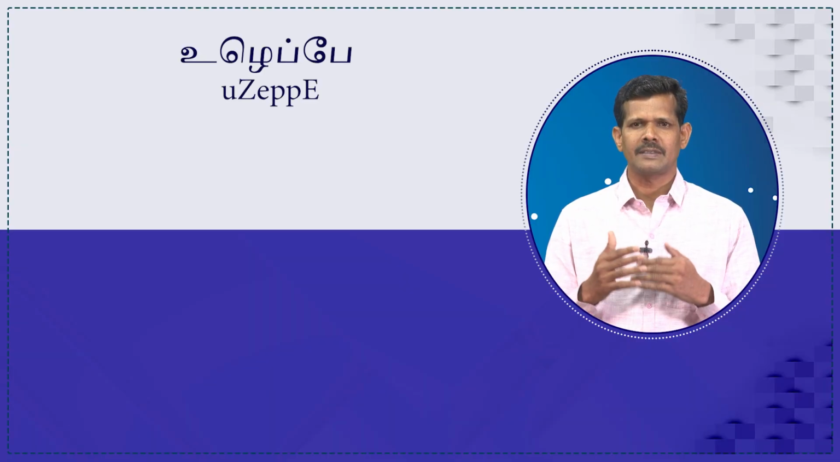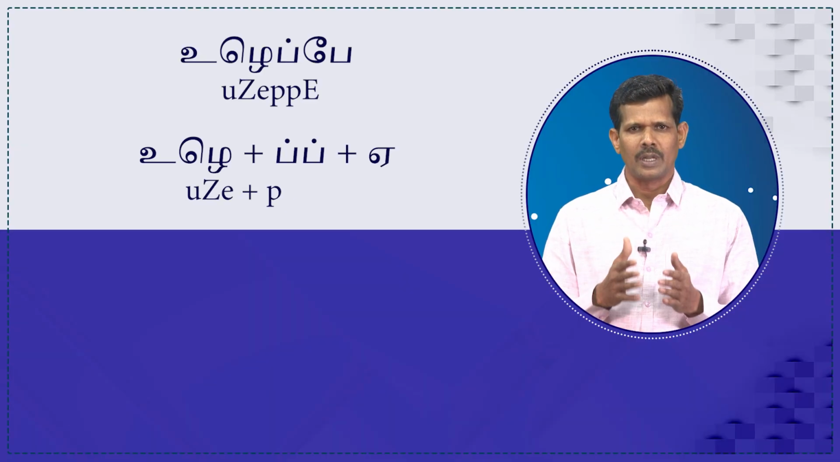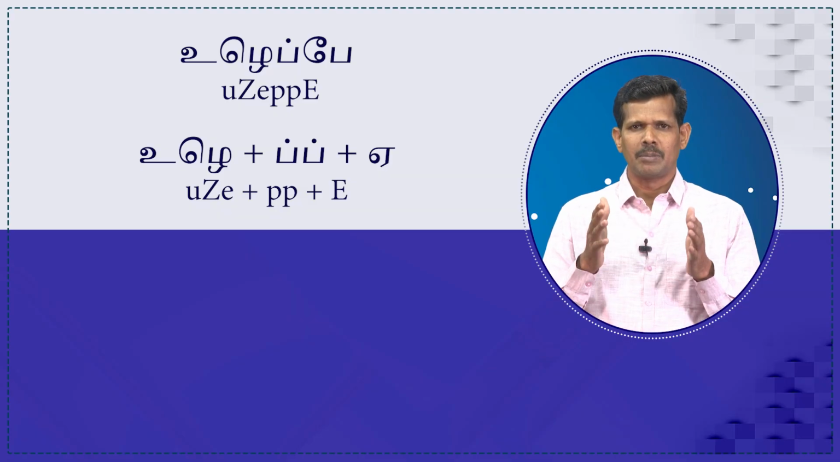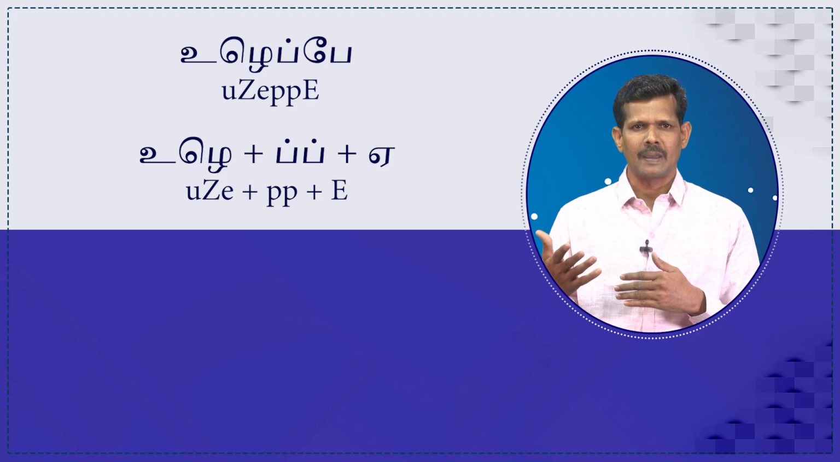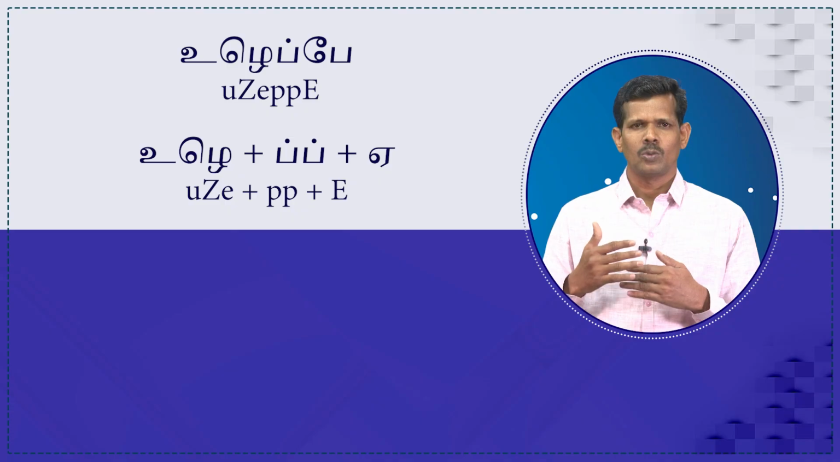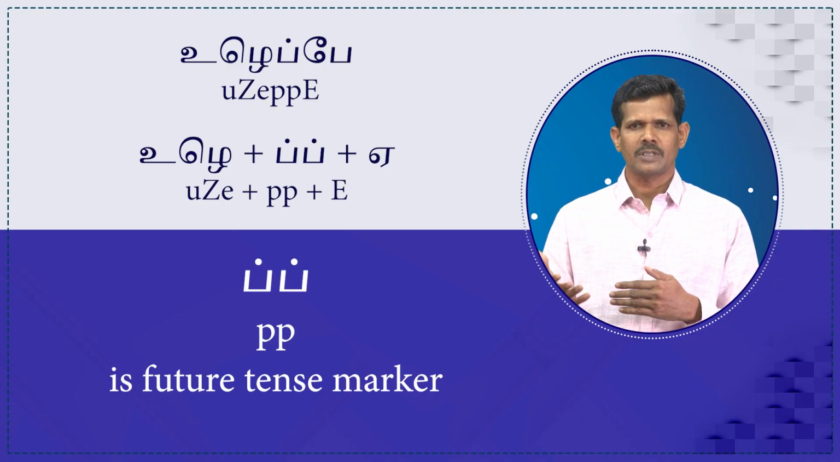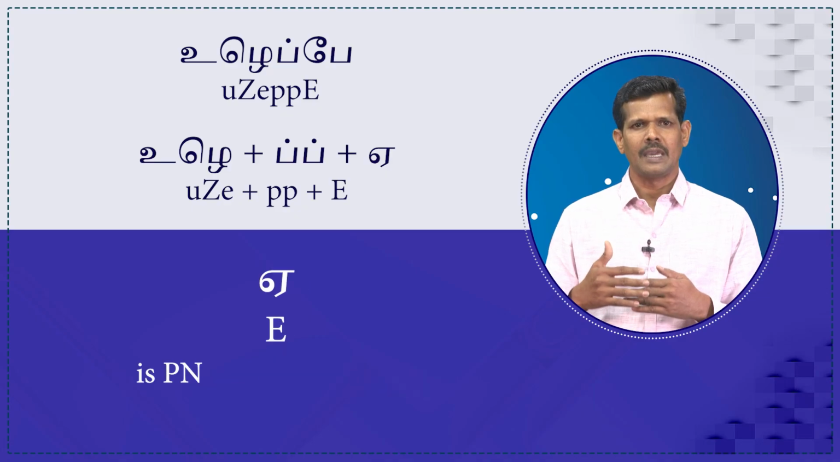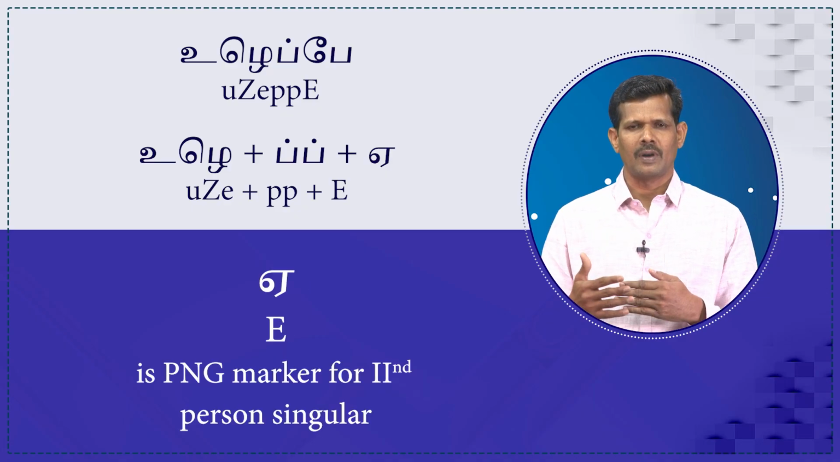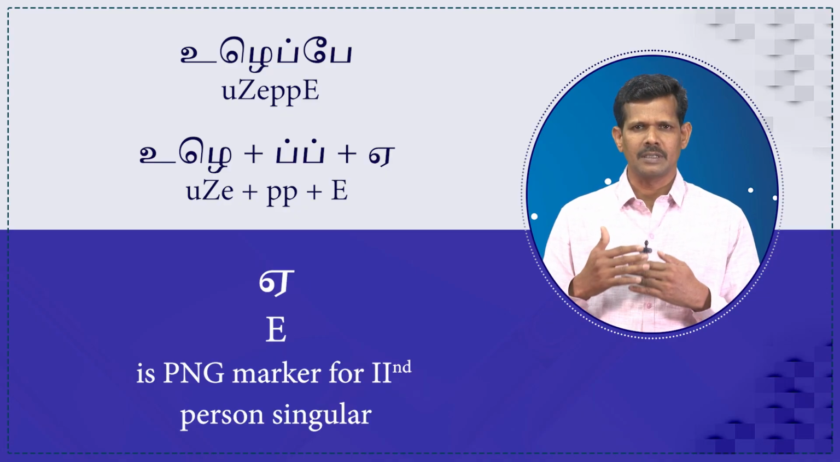Next example is உழைப்பே. It is segmented as உழை plus p plus e. Here உழை is verb root. P is future tense marker. E is PNG marker for second person singular.